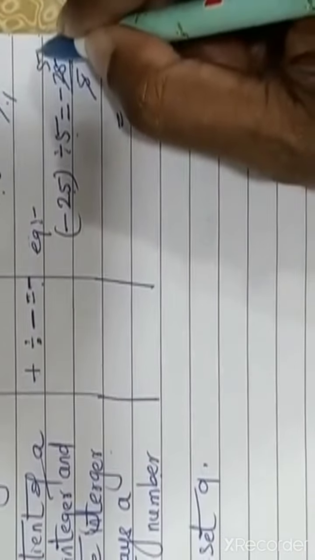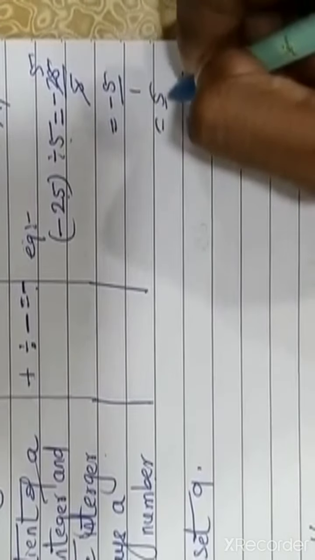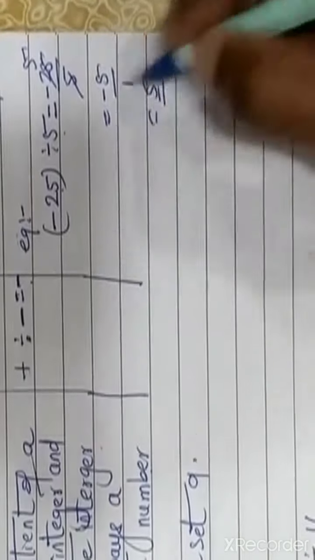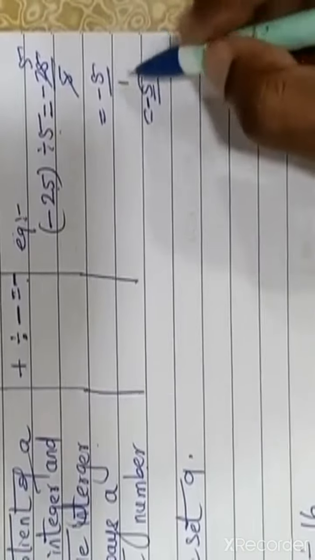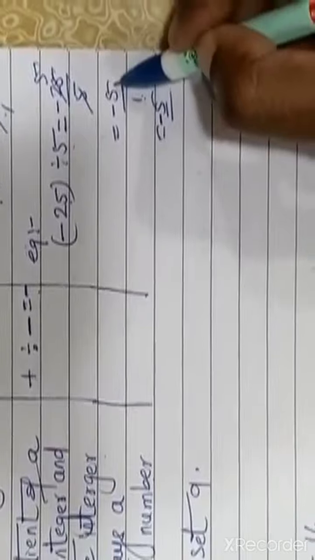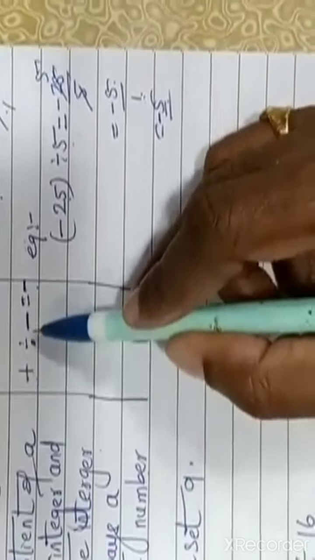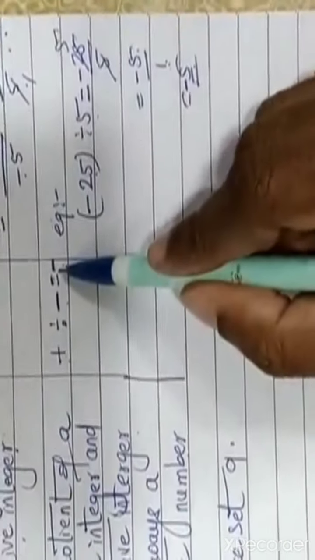5 ones are 5, 5 fives are 25. So what did I get? 5 upon 1. The answer is minus 5. When there is 1 in the denominator, we don't count it. We just write the numerator number, that is minus 5. Got it? So when you have one positive and one negative, the quotient obtained is negative.